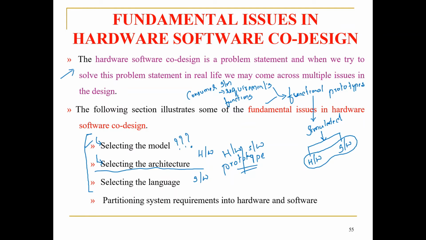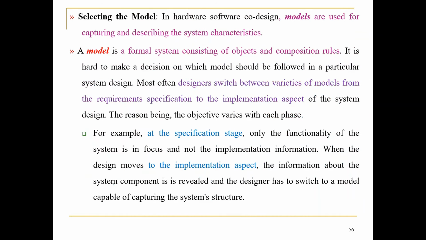So these are the four important issues that a normal designer or manufacturer of an embedded system will be facing. Fine, moving on further, we need to check out what basically this model is, how you are going to select the model, what the different architectures are, what the different ways are in which the architecture can be selected, what the different languages are you can write your code in, and how basically the partition will be happening. So first thing, selecting the model.